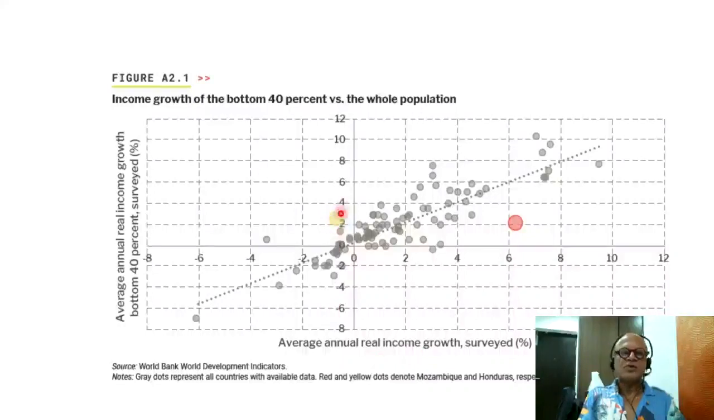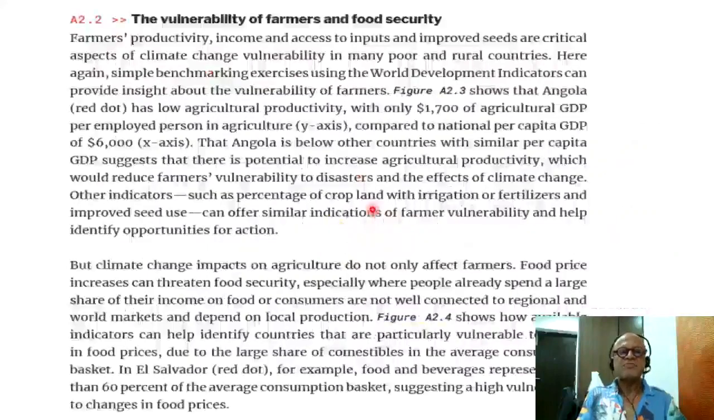So this is not good, right? This indicates that average annual real income growth of the bottom 40% is negative, whereas the rest of the country is positive on this axis here. So that is a good example of how things can fail if proper attention is not paid to these indicators that were highlighted along the way.